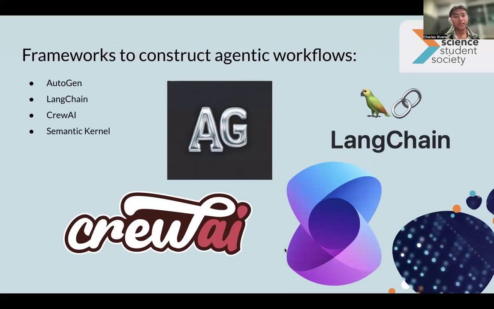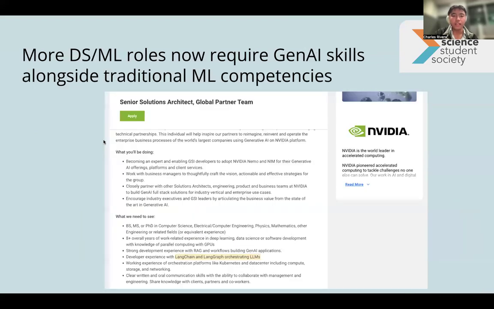So how do you actually create these workflows? Here are some frameworks that are widely available: AutoGen, LangChain, CrewAI, and Semantic Kernel. I think a lot of people use LangChain and Semantic Kernel, but that's just not me saying it.